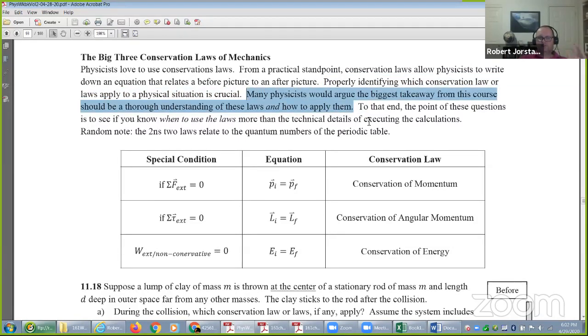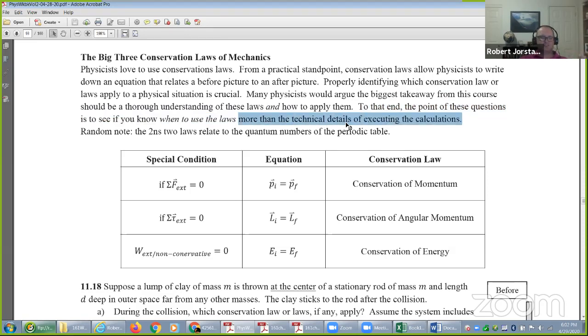I don't normally just read what's in the book. That tells you how important this is. Many physicists say this is the biggest takeaway from the course, understanding these laws and how to apply them. The point of these questions is to figure out when to use them more than the technical details.